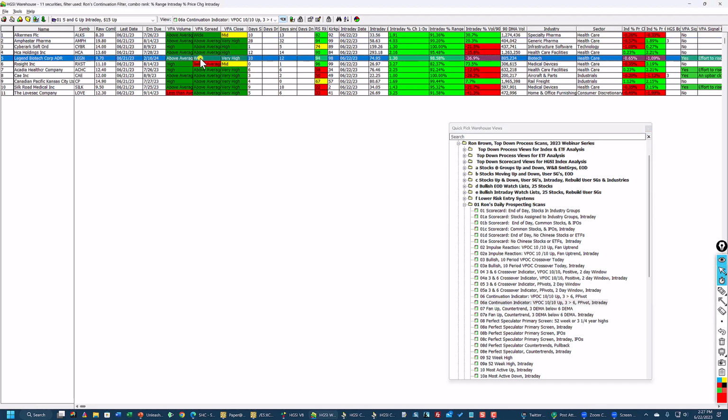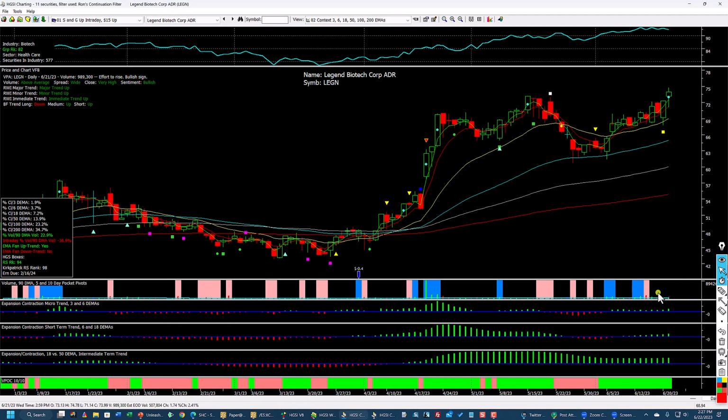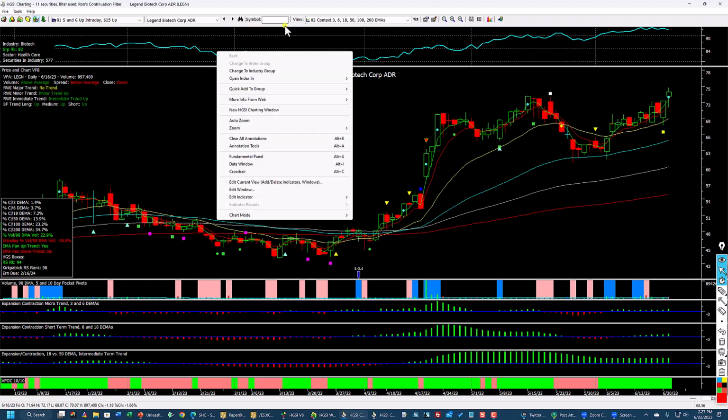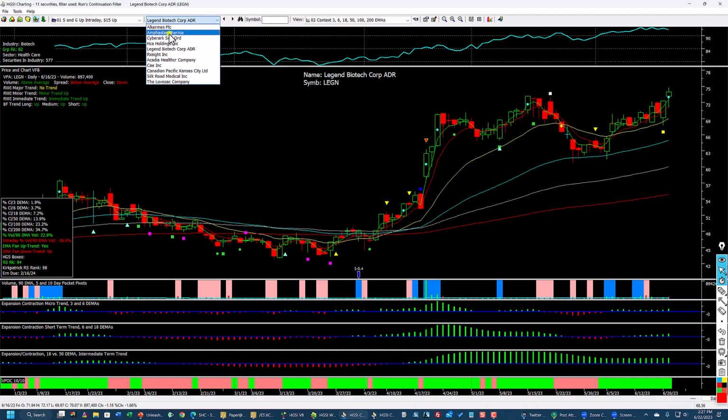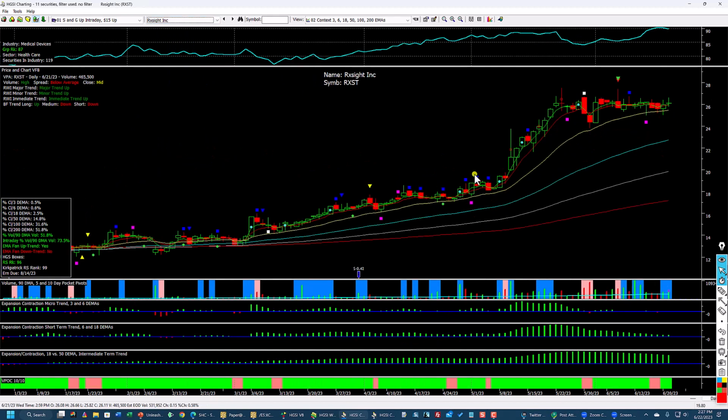Let's look at LEGN, and it didn't have a pocket pivot, but it had an effort. No, that's not right. That's an ADR. What's going on here? Let's try this one. Okay, here's a pocket pivot on this one. This is CyberArk again. That other one here has pocket pivots also.